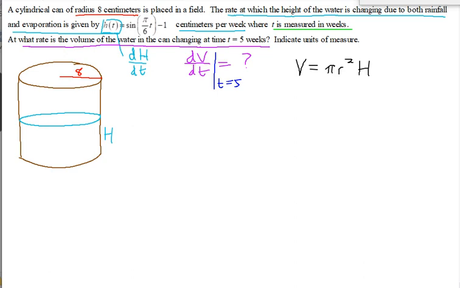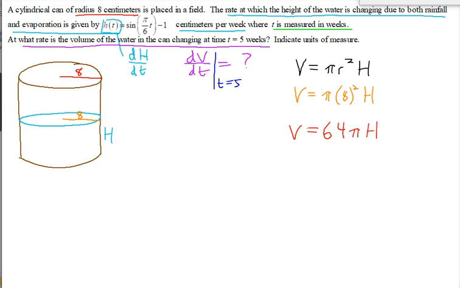And notice we have dH dt right here, the sine of pi over 6t minus 1. And we're looking for dV dt, but there's this r here. So we don't want to take the derivative yet because we don't know dr dt, we're not looking for it. So we can make it simpler with a cylindrical can like this. No matter what the height is, the radius is going to stay 8, a constant. So we can actually substitute that in first. So the volume equals pi 8 squared times h, which simplifies to just be 64 pi times h.